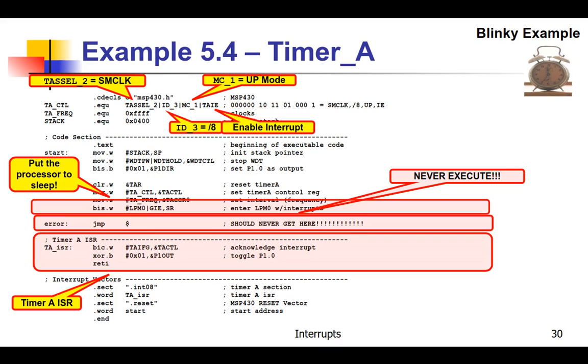We also have a main part of the program here, where jump $ means jump to this place, and it should never get there because we never take the processor out of sleep mode except when there's an interrupt. And down at the bottom you can see the section for the timer A interrupt service routine with the INT08. And it's probably a different number for the MSP430F5529 we use.